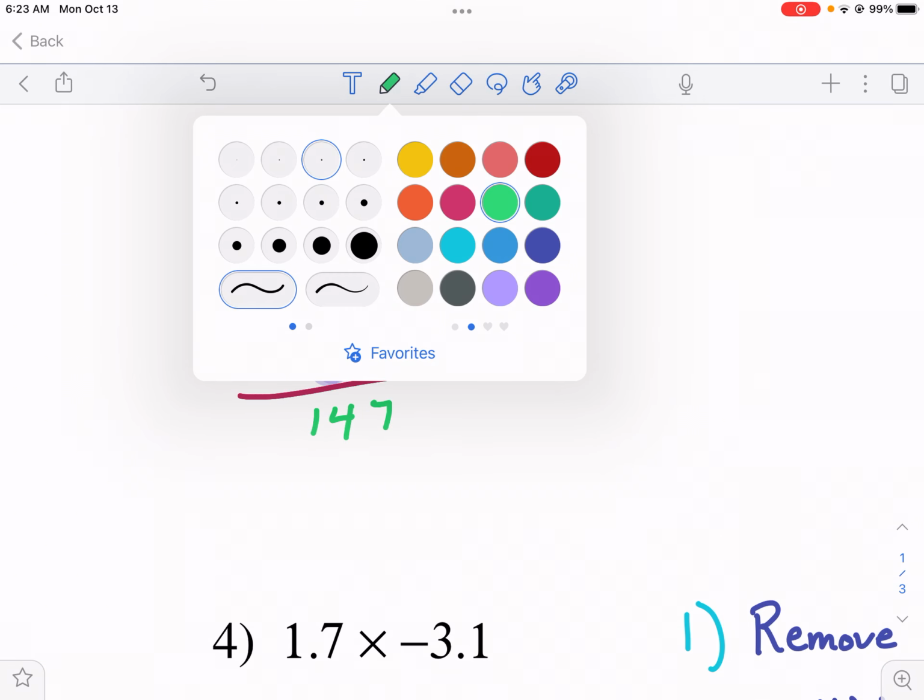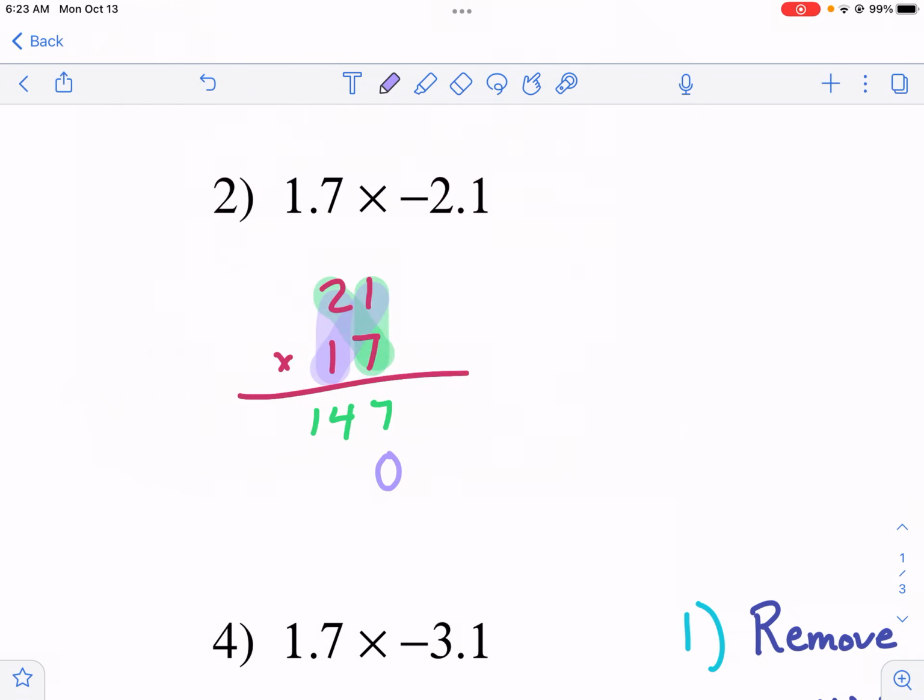The trouble is I need to place a 0 because I'm moving on to the tens place. Each time I move over another digit in this bottom number, I need to place another 0 because it indicates a higher power of 10. So I have 1 times 1 here. That's my first little lasso. And then 1 times 2. That's 2. And now I add those 2 numbers together.